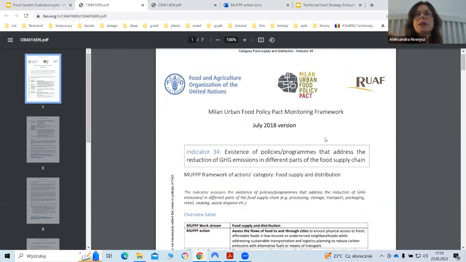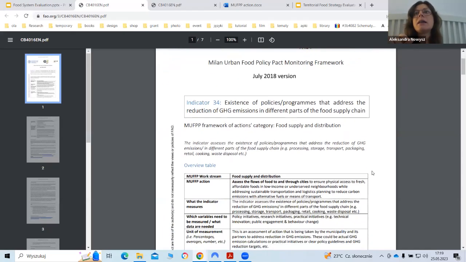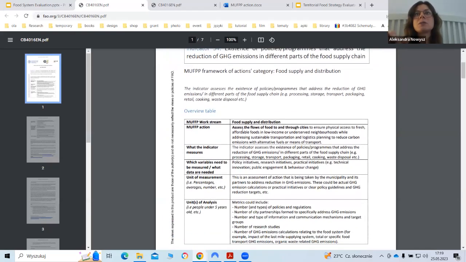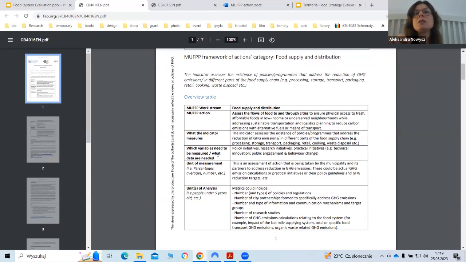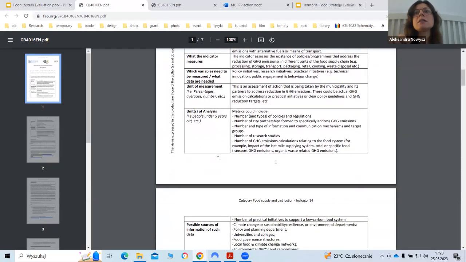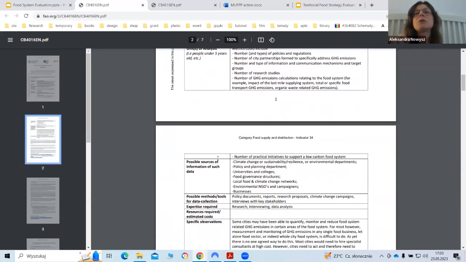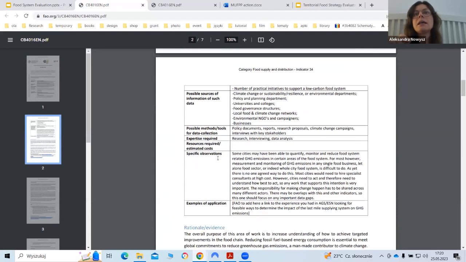card with explanation. You can find here, for example, indicator number 34, existence of policies and programs that address the reduction of GHG emissions in different parts of the food supply chain. And then how this indicator corresponds with the Milan Pact action, how you can measure the indicator, what kind of units you can use, what kind of analysis, how to collect data, and what are possible sources to collect this data.